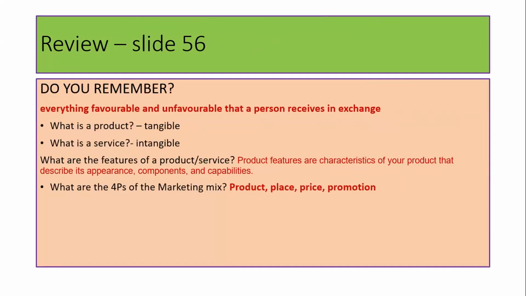A product is a tangible good that you can actually see and touch that is sold to customers, while a service is intangible. We can't see it, we can't touch it, but we can experience it. What are the features of a product? The features are the characteristics of your product that you use to describe its appearance, its components, and capabilities. We looked at marketing and promotion, and we say that in promotion, companies use something called a marketing mix, or the 4 Ps of the marketing mix. And these 4 Ps are product, place, price, and promotion.